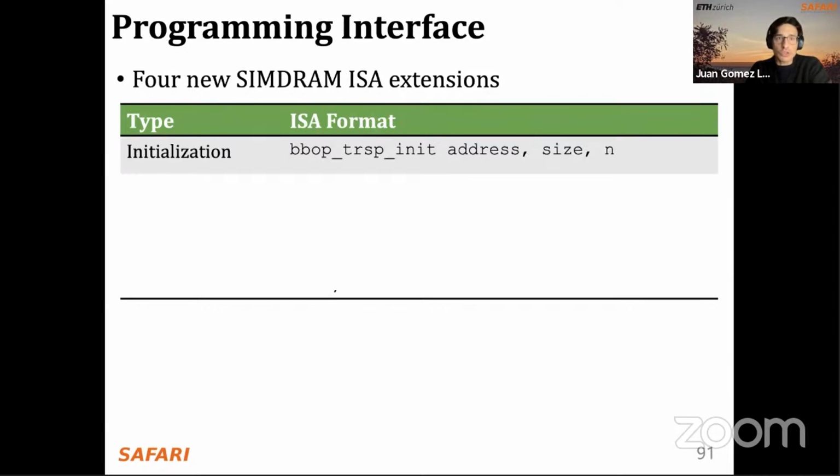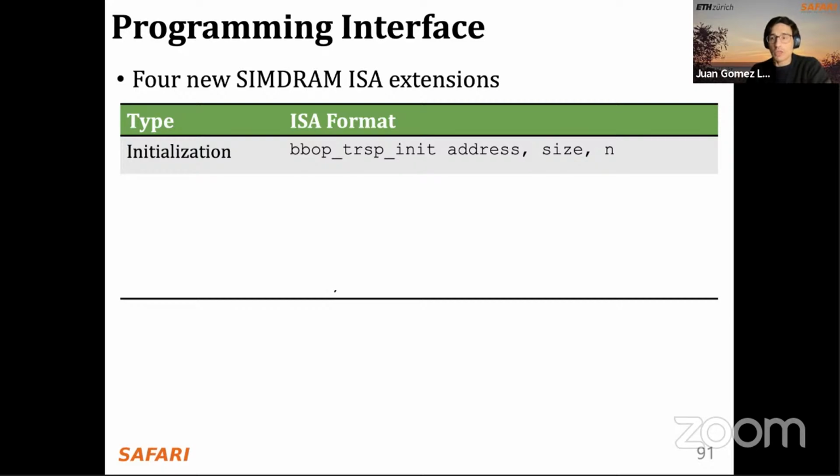Or a compiler can use them. There are several instructions, I mean, the instructions that we need for sure. The first one is this bbop trans init, that in the end is useful to indicate when a specific object in memory is going to be operated on by SIMDRAM. It's going to be used by the processing-using-DRAM engine in the end.